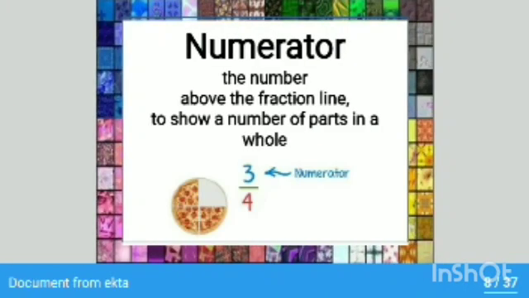Now numerator. As we know, a fraction is represented by numerator upon denominator. So what is the numerator? The number above the fraction line to show the number of parts in a whole. Like if I talk about pizza and I have taken one out of the four pieces, how many pieces are remaining here? Three pieces out of four pieces. So what would be the fraction? That is 3 upon 4. That means the pieces left is 3, which is considered to be the numerator.